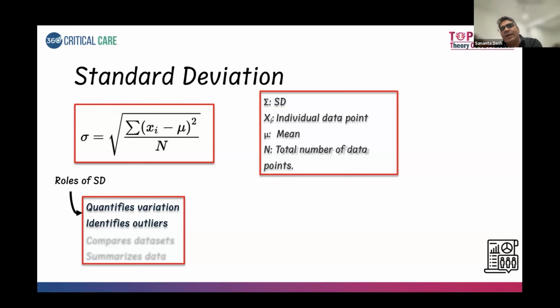So if you find normally distributed data, but you find that the standard deviation is high, then in that case, you should suspect that there are significant outliers.